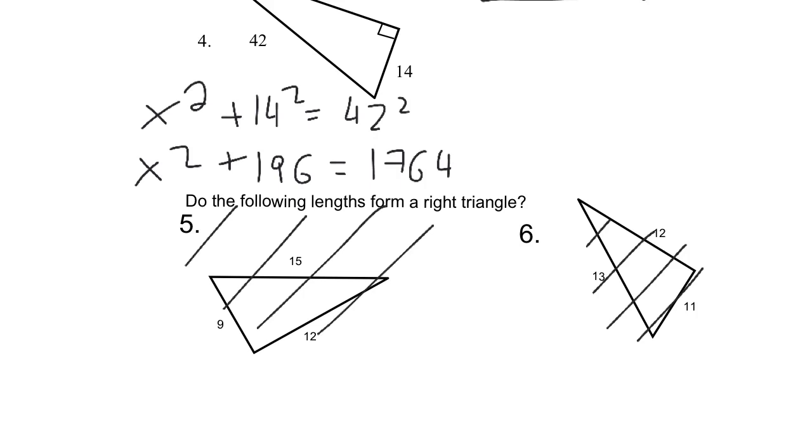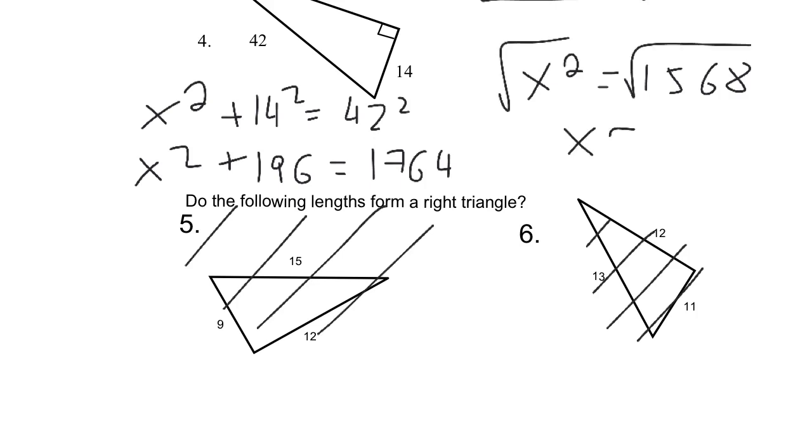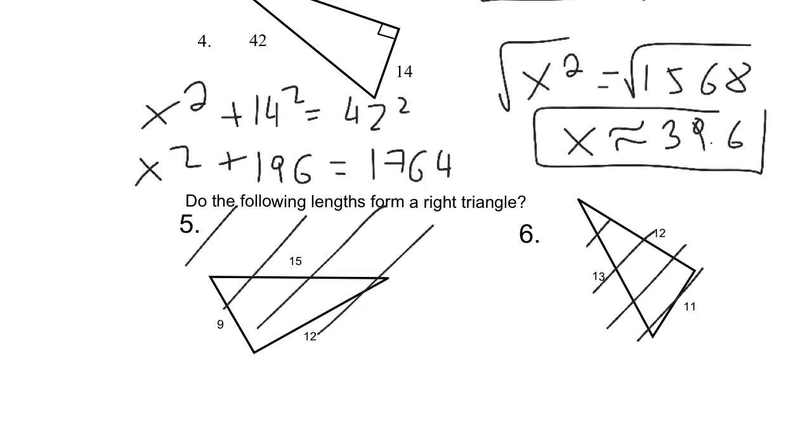1,764. Then I can subtract 196 from both sides, so minus 196. So I will get x squared is equal to 1,568. Okay, and then if you take a square root of both sides, x is approximately 39.6 if I use one decimal place, or technically you should say 39 6/10.